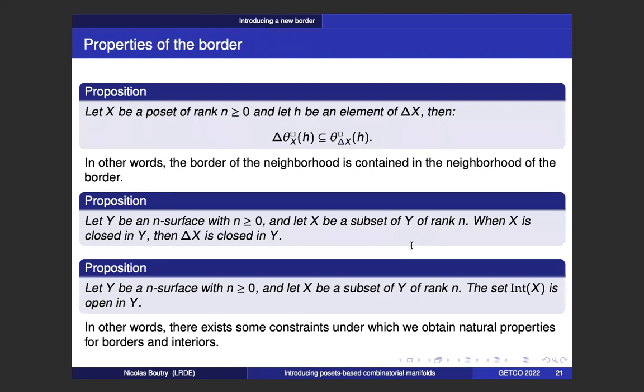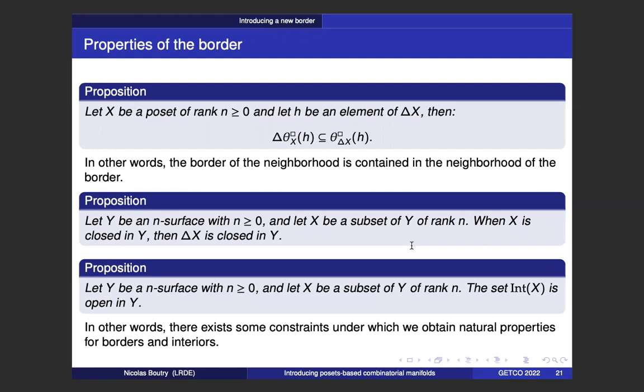We start from a poset, and we take an element of this border. We will always have this relation. This relation means that the border of the neighborhood is inside the neighborhood of the border in some way. In fact, it is the neighborhood of H in this border. I use this formula all the time in my proofs, so it is very useful.